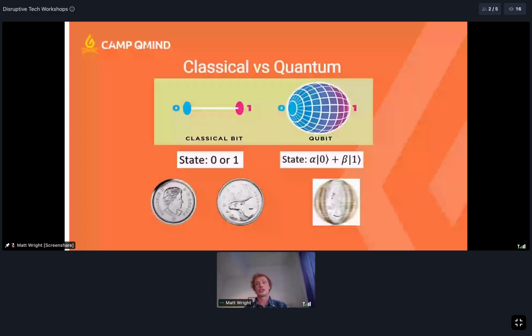And another analogy, if you don't love the spinning coin, is an electron spinning on an axis, right? It could be spinning up or down, or it could be spinning in any different orientation. That's a little bit more representative of what the actual physical system is.